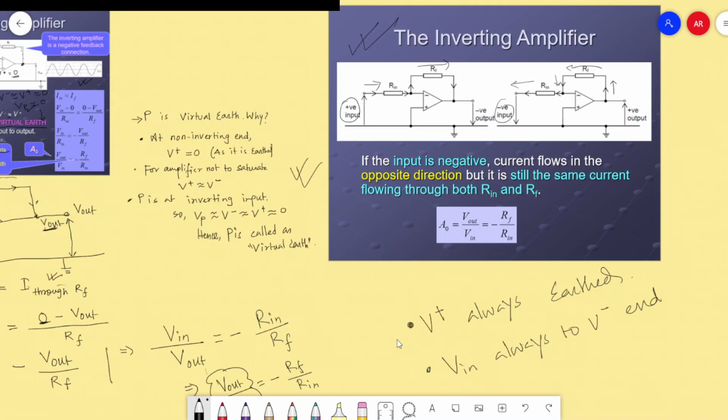Can we move to the next slides? Next slides, I think, have some questions on the inverting amplifier. Is there any question up to this much?